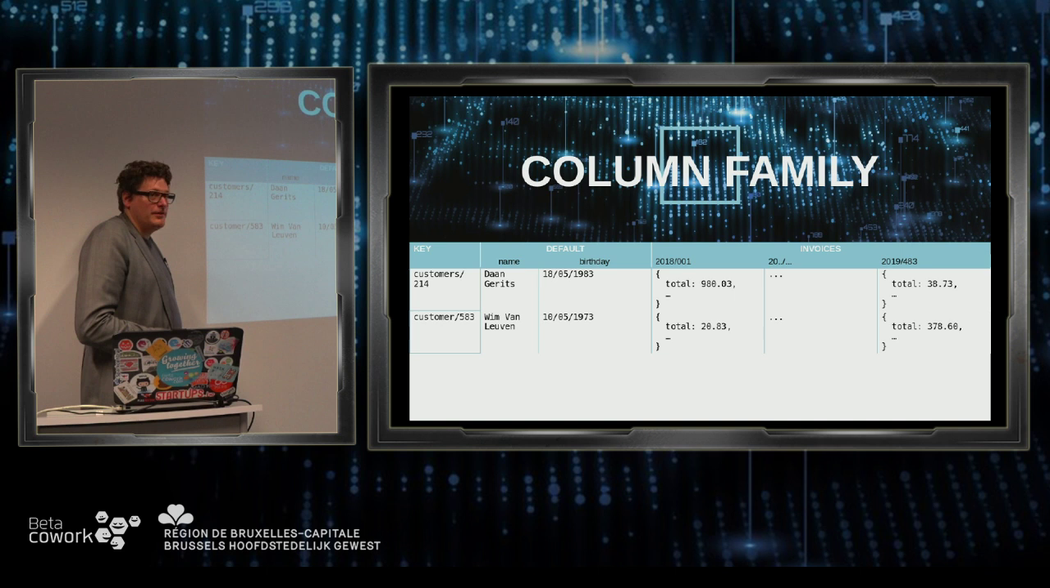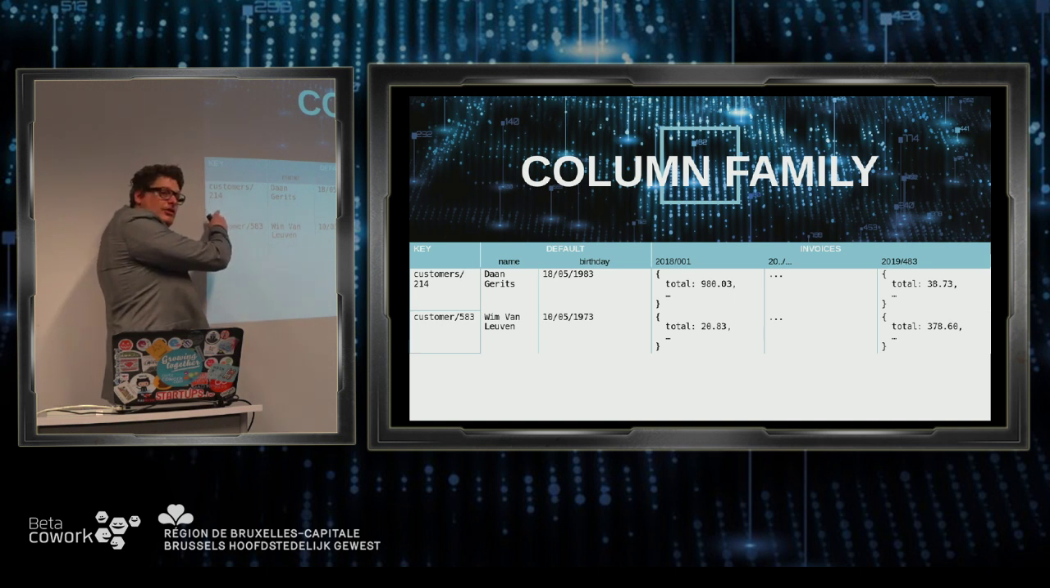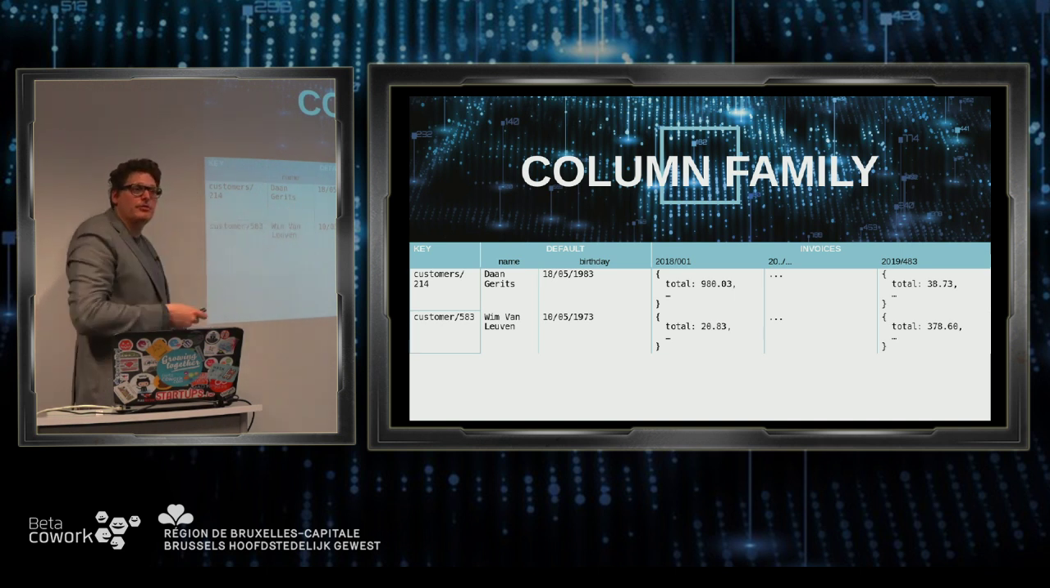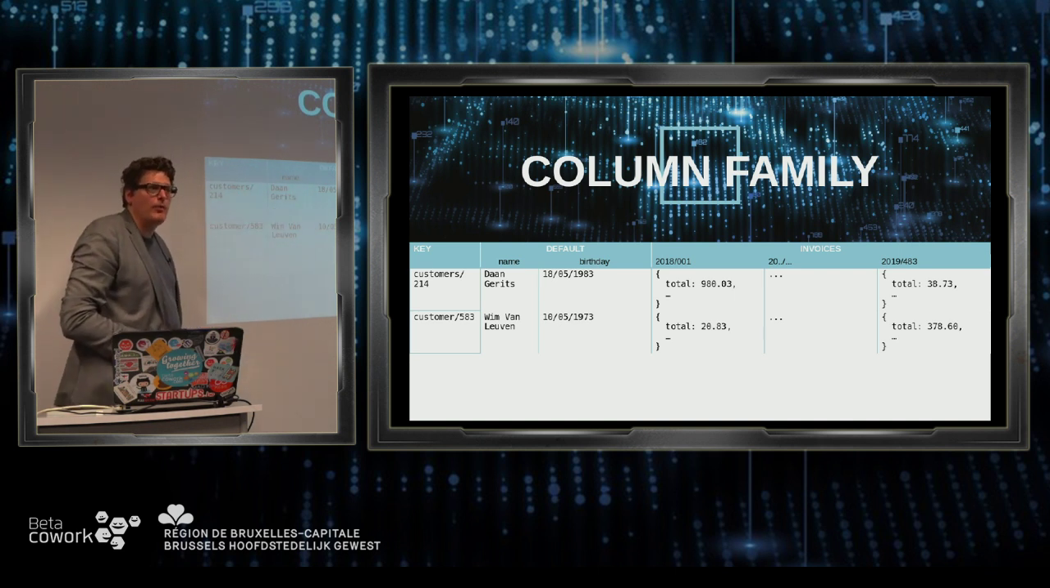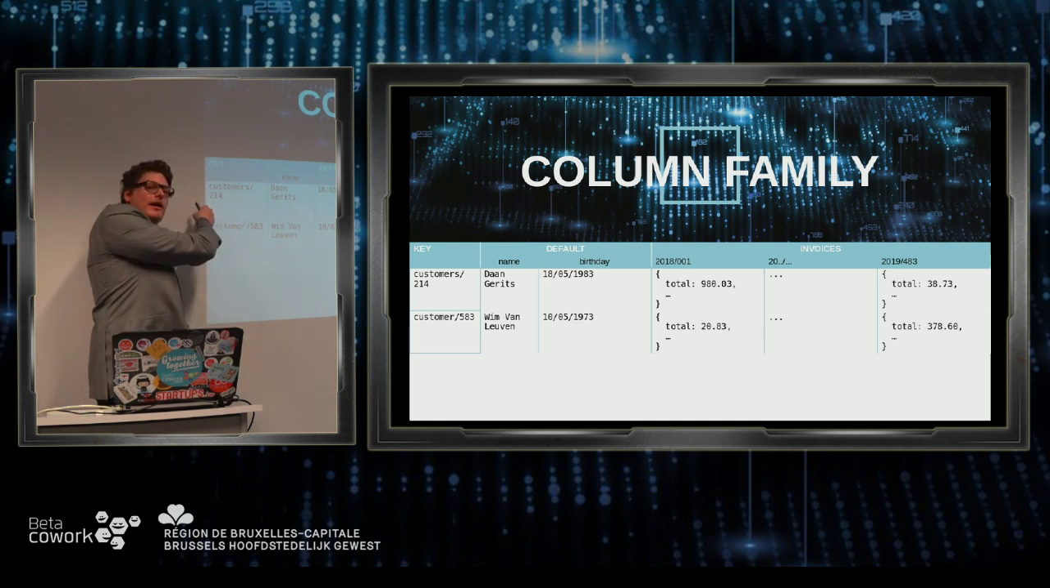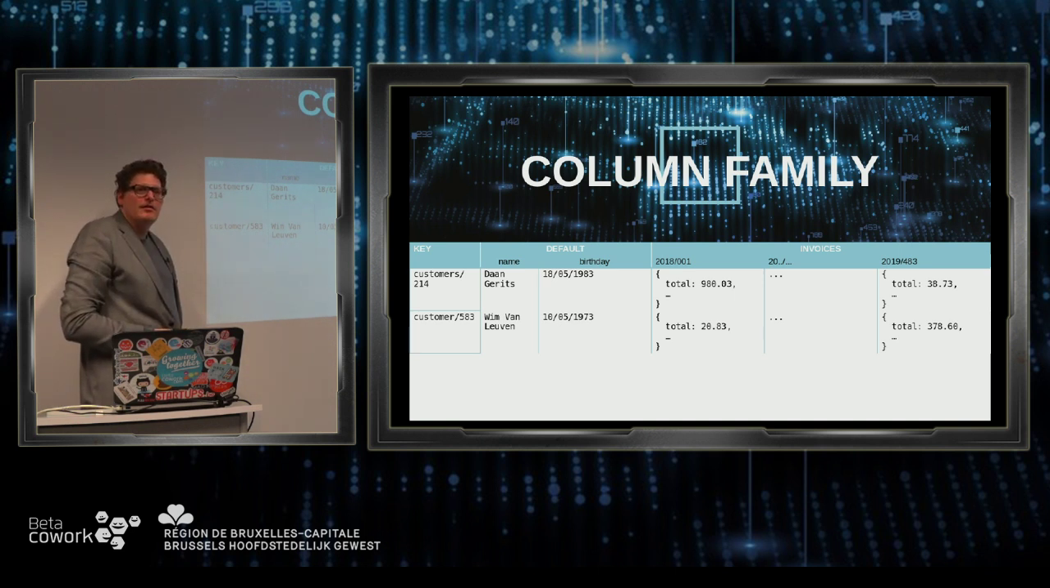The idea of a column family store is that in one record, you will have all the information to answer your question. I can build a customer screen on a website with only getting one record. If I want to allow you to go to a website and see all your orders, all your invoices that you created in the past, I only need to do one query. I immediately have all the information.